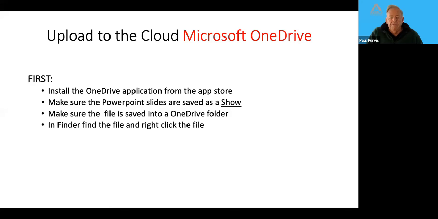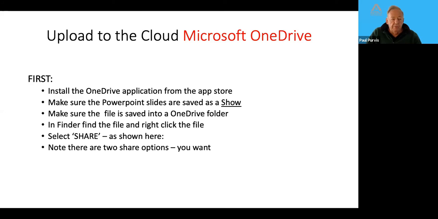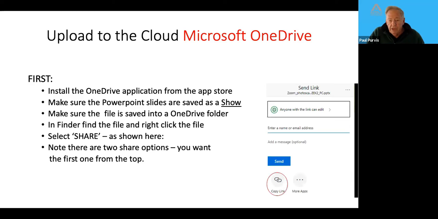So in Finder, you find the file, you right-click the file, you select share, just as we did with the iCloud example, and there are 2 share options. You want the one that's the first one from the top. The 2 words share, you want the one at the top of the list. That's what it looks like. You can see it there on the screen. I've circled it with red. Copy link.